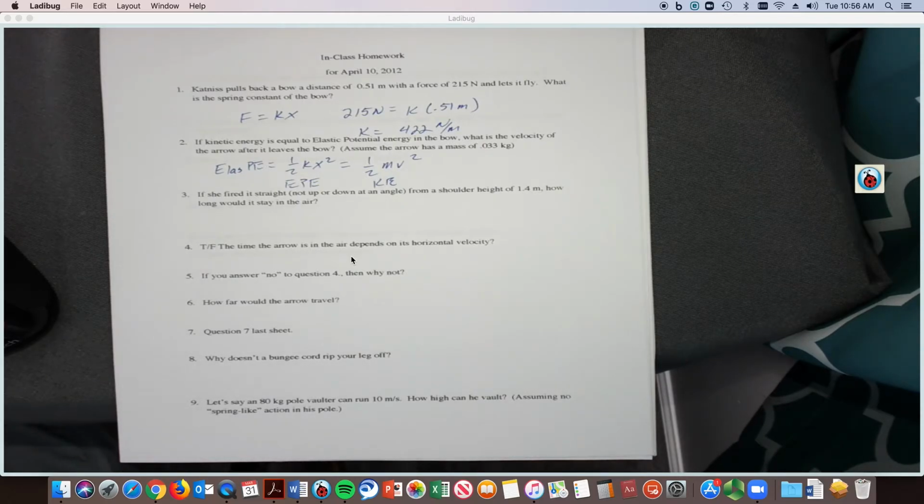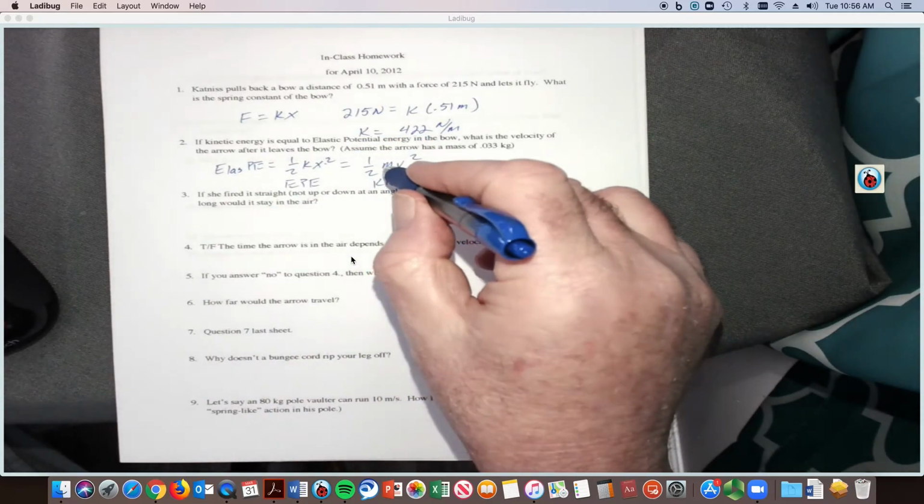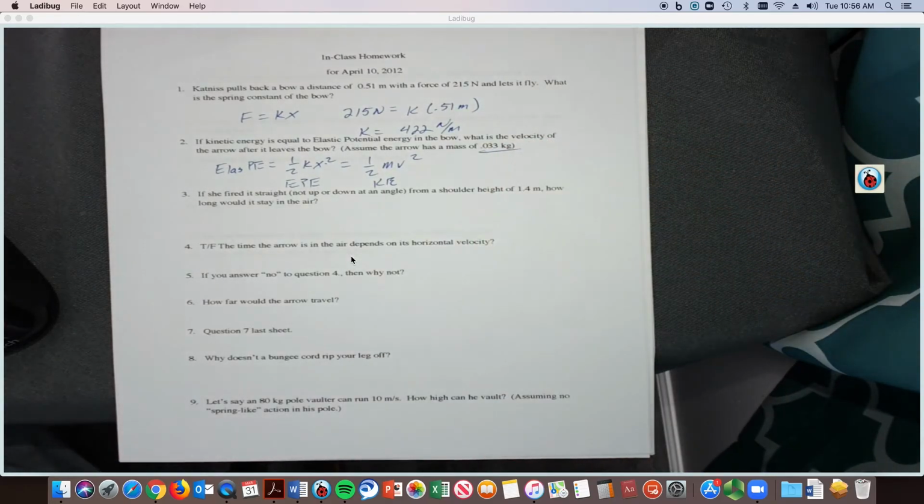But anyway, so you've got 1/2 mv squared is equal to 1/2 kx squared. You know what x is, you know the distance here. We know the mass. I think we're given the mass. I'll look that up. 0.033 kilograms, it depends on your bow. And then you can calculate the velocity.